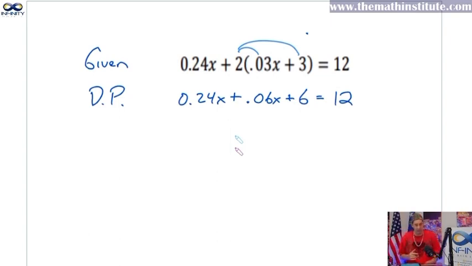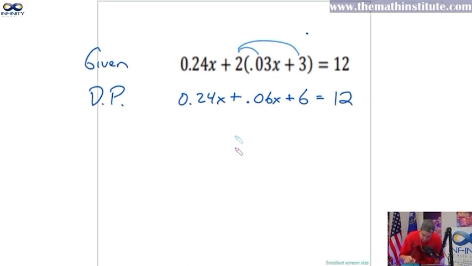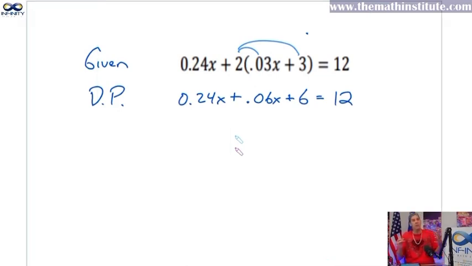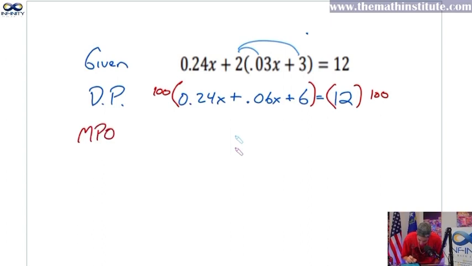I don't mind working with them at all. But just in case you hate decimals, hypothetically speaking, this is what you do right here. Just multiply both sides of the equation by 100. That'll move the decimal place over 2 times. If I multiply both sides of the equation by 100, obviously that would be MPO, the multiplicative property of equations.